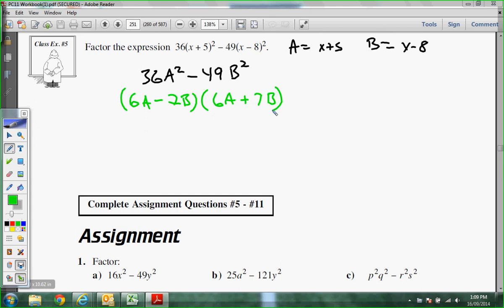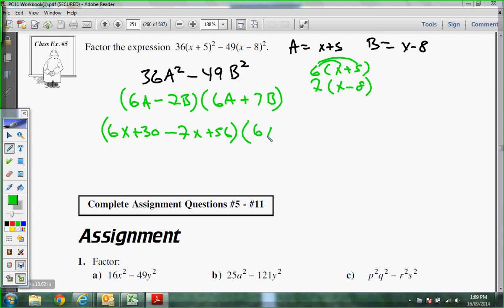So 6A, we're going to do a little bit at the same time here. It's going to look like this: 6x and 30. So this is going to be 6x plus 30, minus 7 times B, which is 7x, so minus 7x, and then a minus 56, and a minus minus is plus 56. So that's what the left side looks like. The right side, we already know it's still 6x plus 30, and then 7B is going to be plus 7x minus 56.